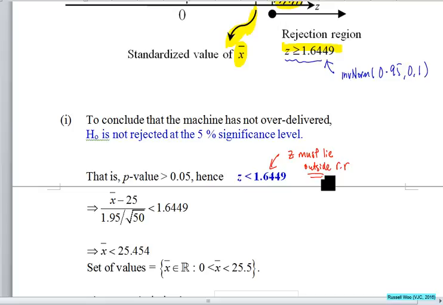make X bar the subject, then you can arrange your values. Okay? You may notice that I added here, even though the answer is like that, I added a lower bound of 0, and it's just common sense, right? Yes? That X bar is the mean mass, so therefore it must be positive.